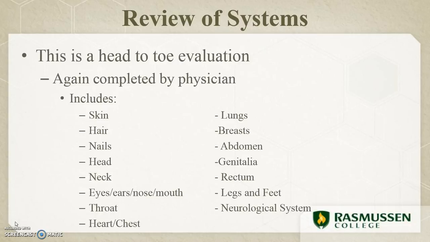The hair, they will look at the color, texture, distribution, quantity, and growth pattern. This will help to determine some conditions such as alopecia. The nails will be next. Again, they will look at the color, texture, size, and shape. And this is for possible circulatory problems or fungal infections.